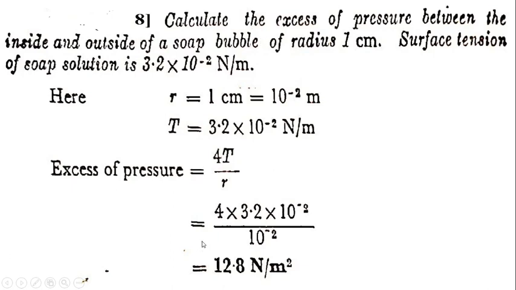So calculate the excess pressure. So excess pressure is given by 4T upon R. So excess pressure equal to, putting the values of T and R, 4 into 3.2 into 10 raised to minus 2 upon R, that is 10 raised to minus 2. So after division we get excess pressure equal to 12.8 Newton per meter square.